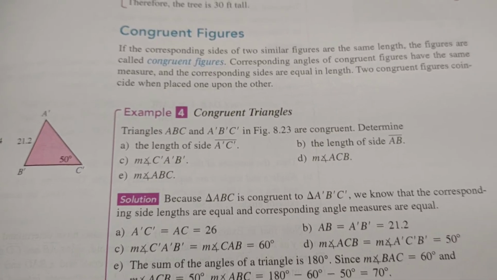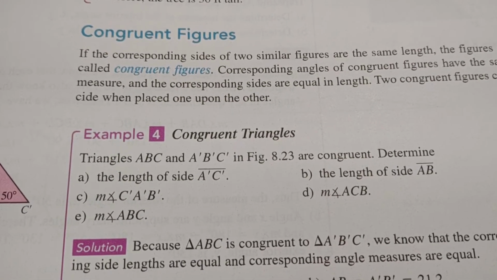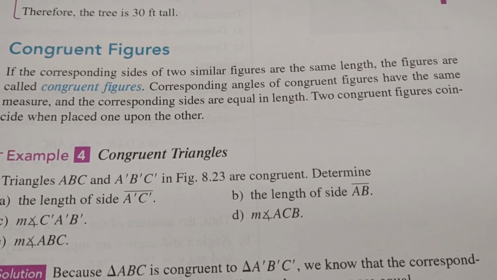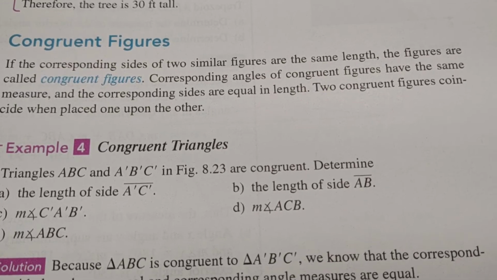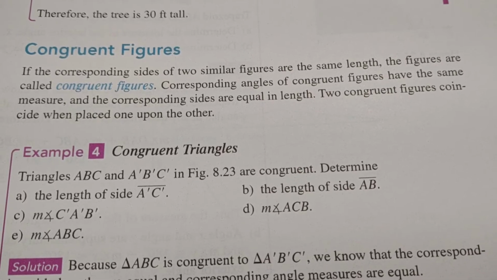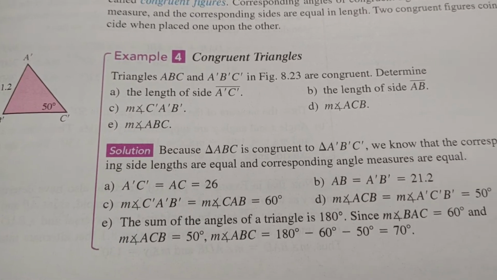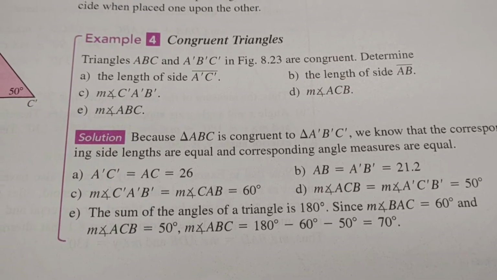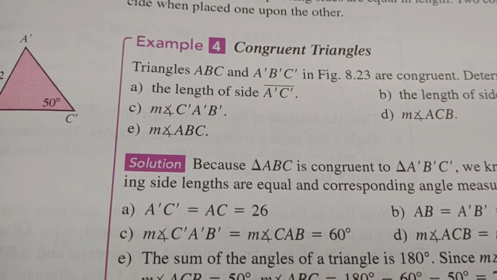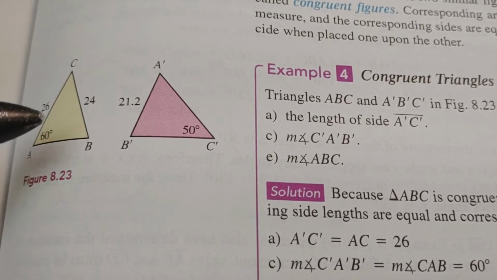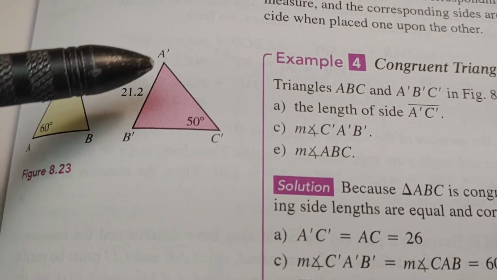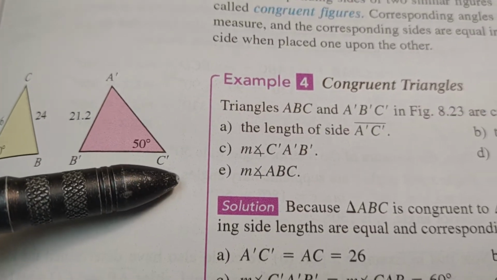All right, congruent figures. If the corresponding sides of two similar figures are the same length, the figures are called congruent. Corresponding angles of congruent figures have the same measure, and the corresponding sides are equal in length. This one says triangle ABC and A prime, B prime, C prime in figure 2 are congruent. Determine the length of A prime C. Well, if AC is 26, then A prime C is what? 26.